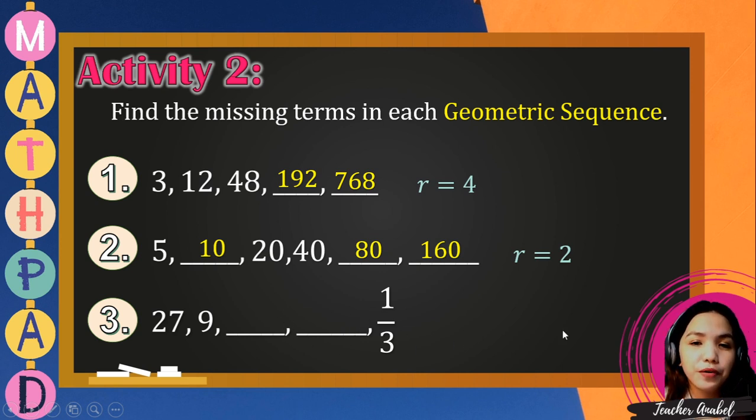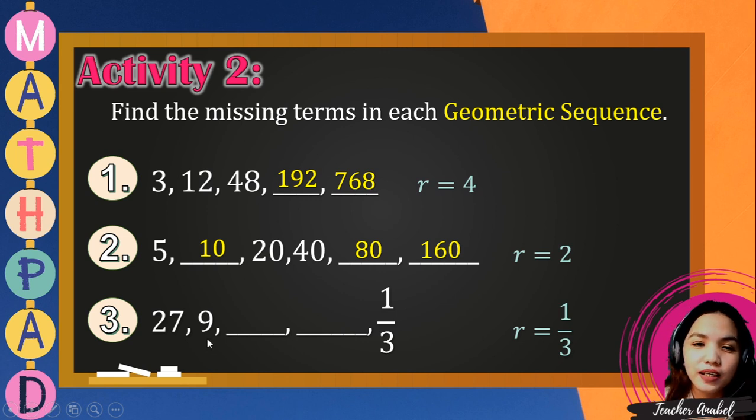Now, how do we find the common ratio here? So what is our common ratio? Yes, the common ratio is 1/3. So we have 9 divided by 27 and the lowest term is 1/3.